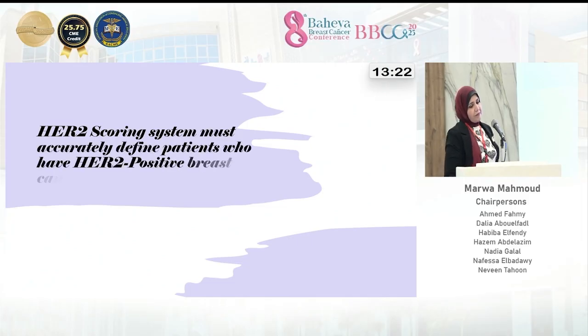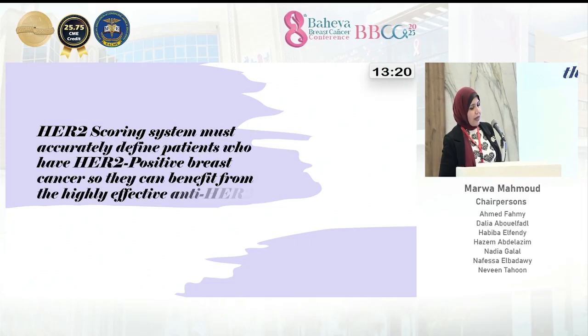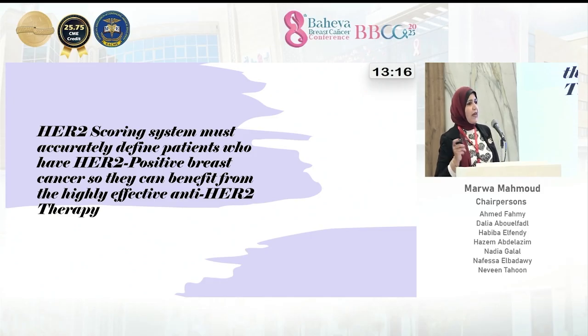HER2 scoring system must accurately define the patients who have HER2 positive breast cancer, HER2 score 3 plus and HER2 score 2 plus amplified by SISH, so they can benefit from the highly effective anti-HER2 therapy, which often gives complete pathological response.